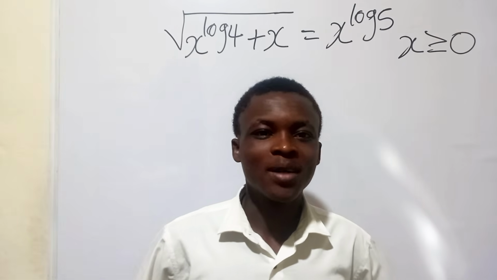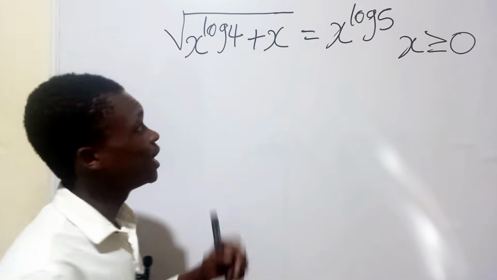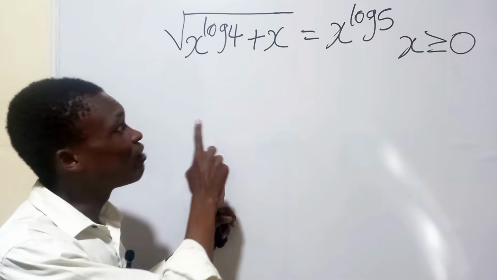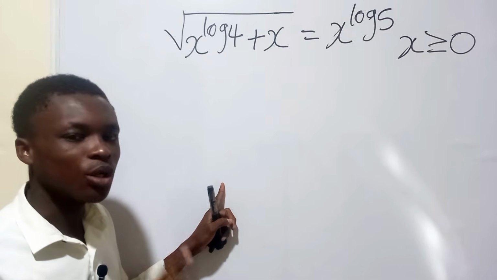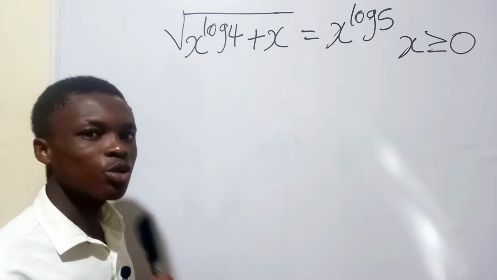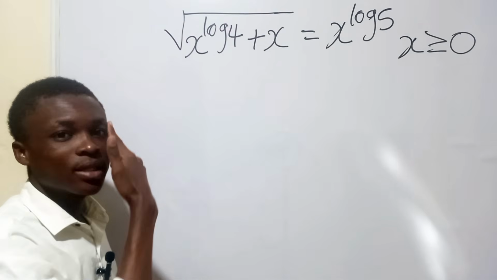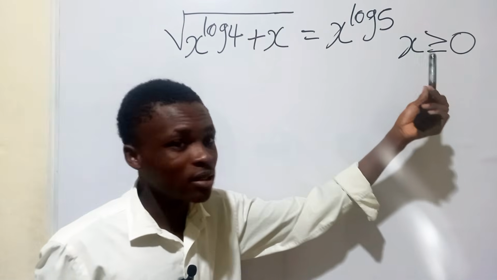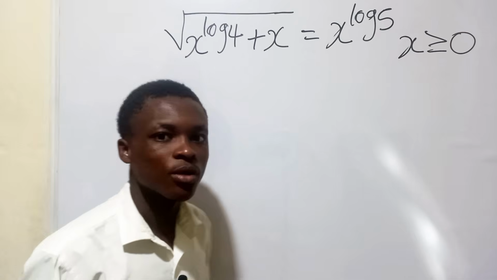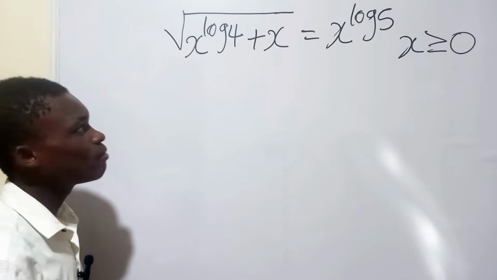Hello and welcome back. Our task today is to find the value of x in this logarithmic equation. To solve this question correctly, the first thing we need to do is to square both sides. So we are given the domain that x is greater or equal to 0. So the first thing is to square both sides.